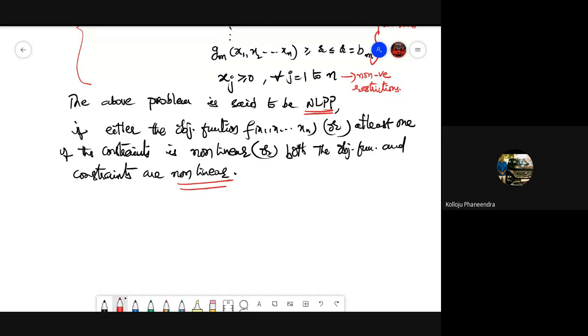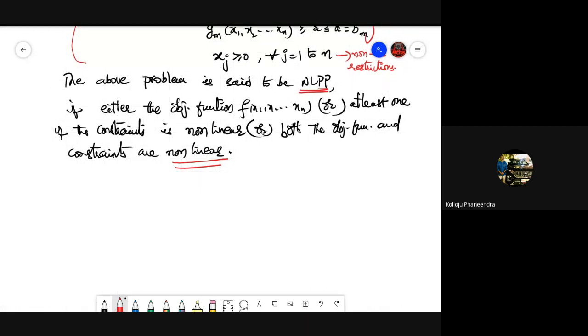Anybody? Anyone? Lagrange's multipliers method. Yes? Hello? Okay. Is my voice audible? Is the screen visible? Yes, sir. Right. Now tell me Lagrange's multiplier method. Do you remember? No, sir. Okay. Let me tell you again.